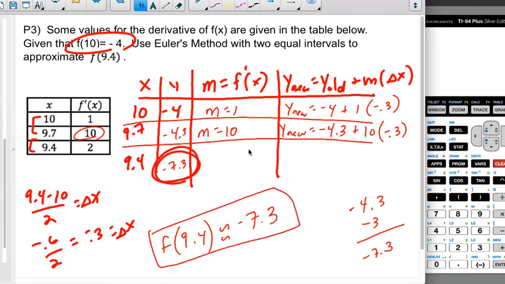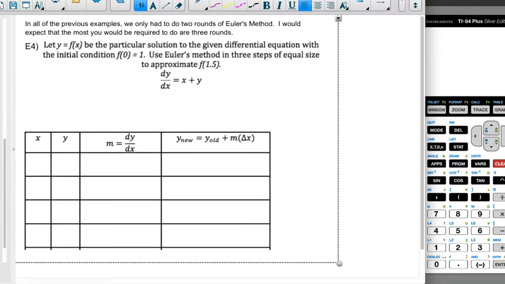And again, notice, make sure you go out of your way to answer the question, right? Don't just have the table, make sure you go out of your way to very clearly answer the question. All right, so far, in all the previous examples, we've done exactly 2 steps of Euler's method. I would expect that the most that you would ever be required to do by hand on an exam would be 3 steps. So we're going to go ahead and do a problem here, E4 with 3 steps, and you're going to do a P4 with 3 steps, and that's pretty much it. Realistically, you're not going to be asked to go much farther than that.